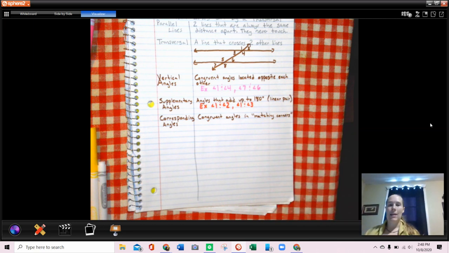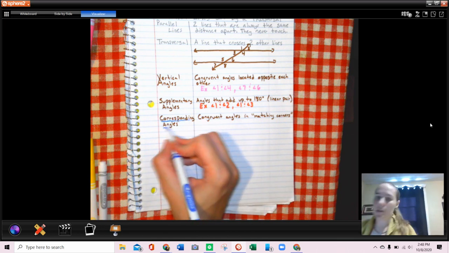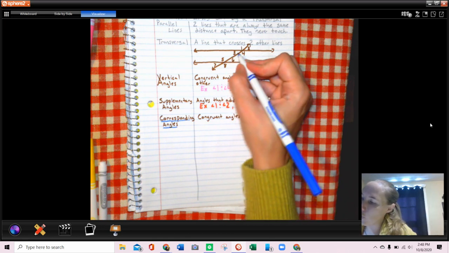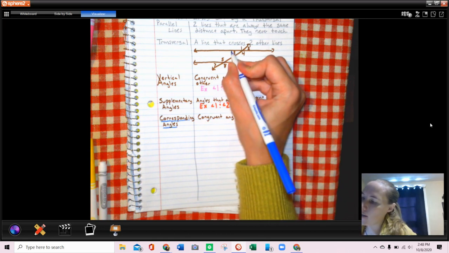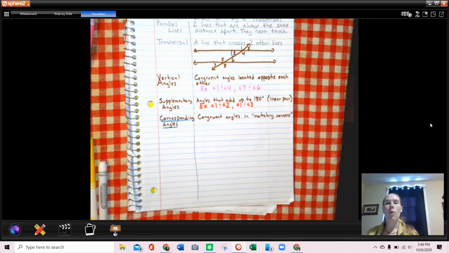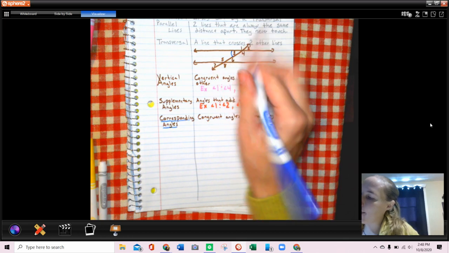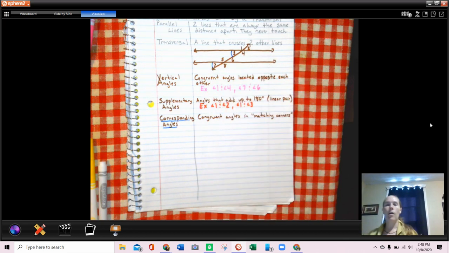And what I mean by matching corners is that if I was to look, so I'm going to underline this in blue because I'm going to put some corresponding angles in blue. So if I was to look at angle 3, I want to see a corner that looks exactly like angle 3. So if I keep going down the transversal, this angle right here, angle 7, is corresponding.